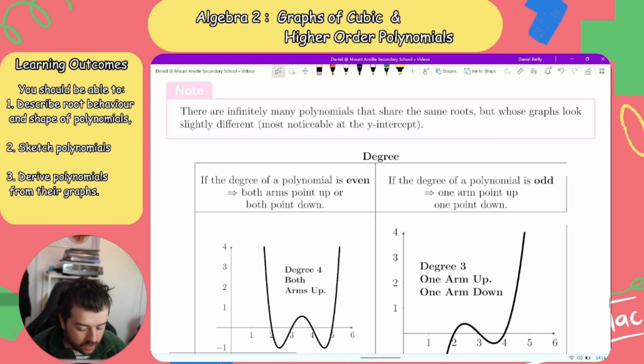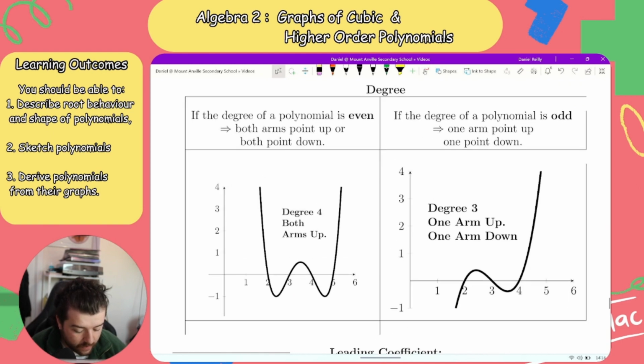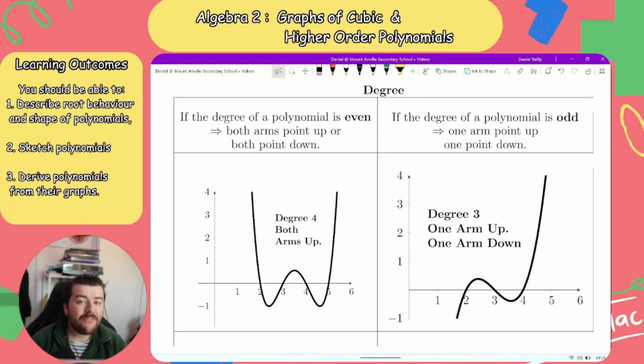If the degree of the polynomial is even, so if the degree is 2, 4, 6, 8, 10, 12, etc., both arms will point up. If the degree of the polynomial is odd, one will point up and one will point down. And then our leading coefficient will tell us where they are pointing. So the degree tells us the direction both of the arms are going. Are they both going up or are they going opposite directions?